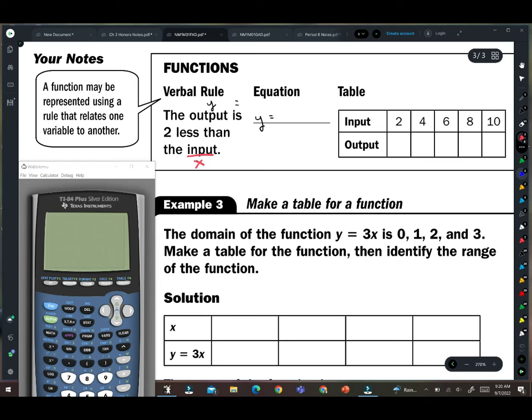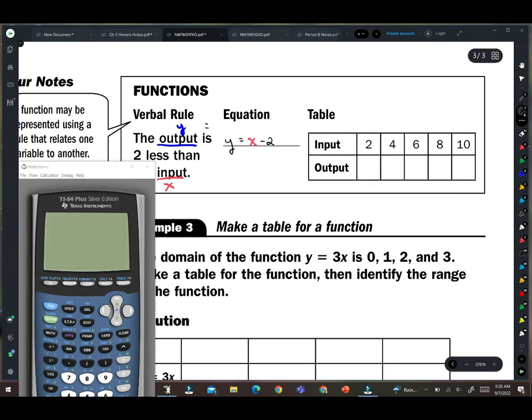2 less than the input. So I would get in the habit, when you see input, think x. When you see output, put y. And what we have is y is equal to 2 less than the input. So if we take the x and we subtract 2, that is the equation.